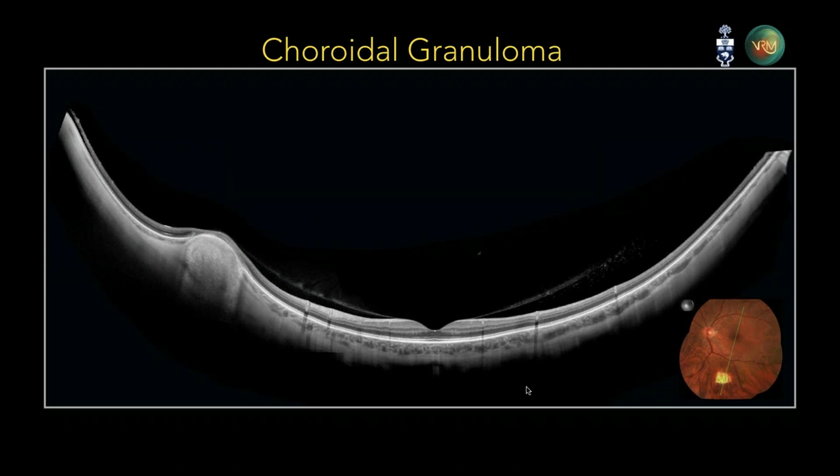We talked about depth of penetration. So here on the left, you can see a deep choroidal lesion called a choroidal granuloma, and it's very clearly visible. And you can appreciate the fact that we've got a wide line scan that's going on here, but you can get a great detail of the choroidal pathology.